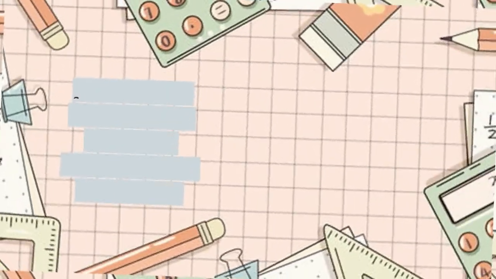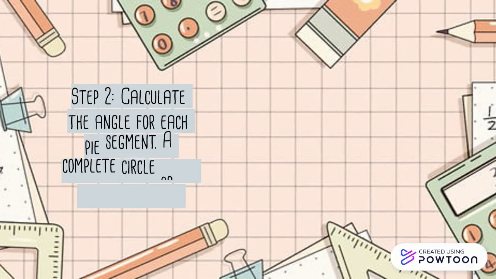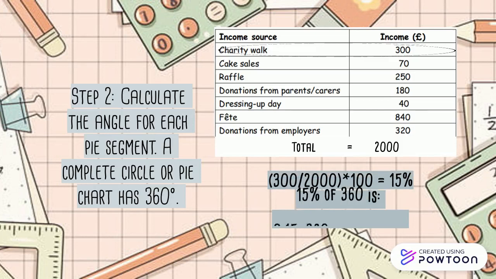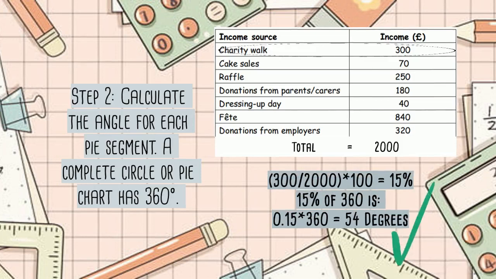In this step, you're required to calculate the angle for each segment of the pie chart. And to do that, you have to relate 300 in this example and calculate how much it is to the total amount as a percentage, and then multiply that by 360 degrees to get 54.